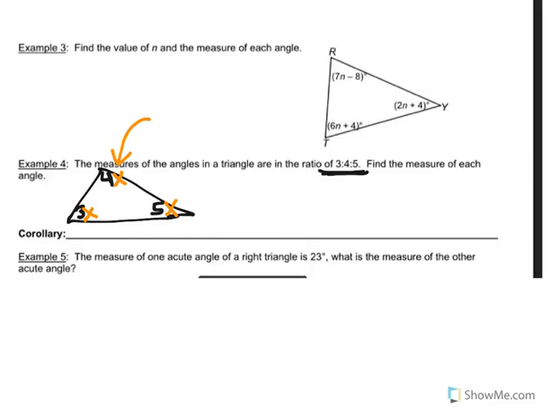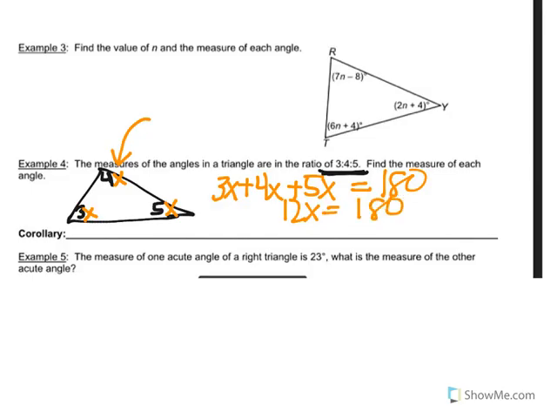So to set up this problem, we're going to say 3x plus 4x plus 5x equals what? The 3 angles of a triangle add up to 180. So we add those together and we get 12x equals 180. Divide by 12 and x equals 15. Now once I know that x equals 15, we can plug that in because we're going to maintain our 3 to 4 to 5 ratio. So 3 times 15 is 45 degrees. 4 times 15 is 60 degrees.